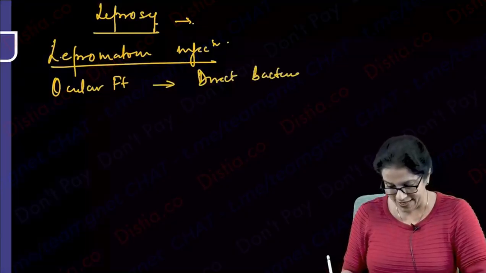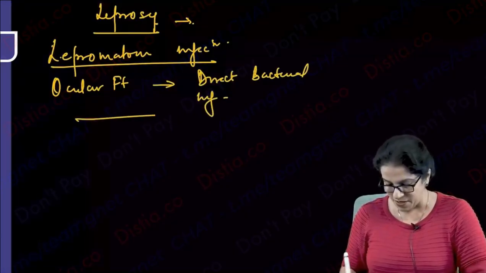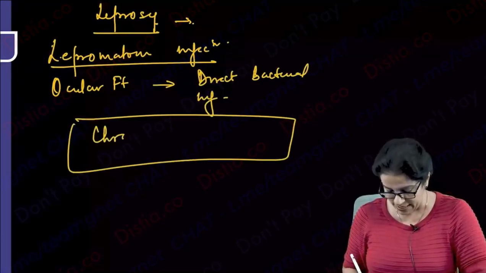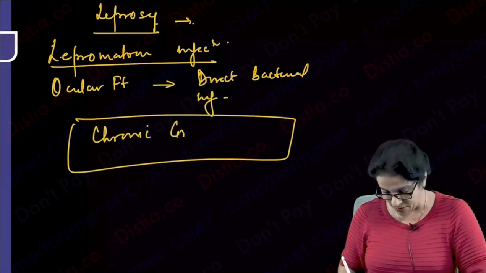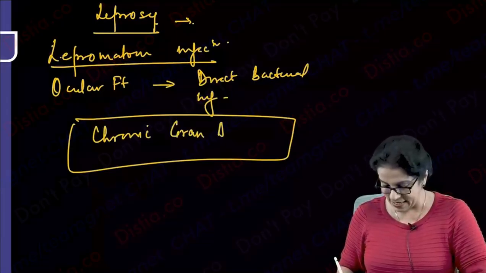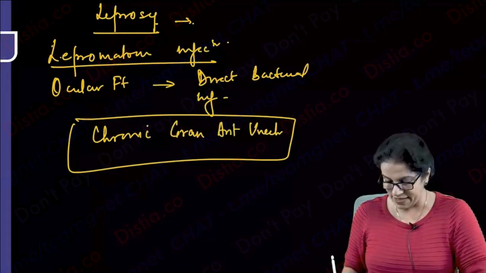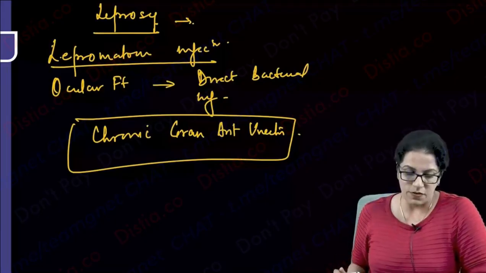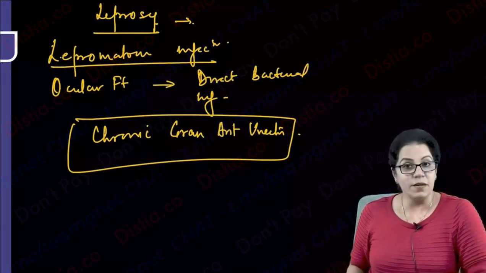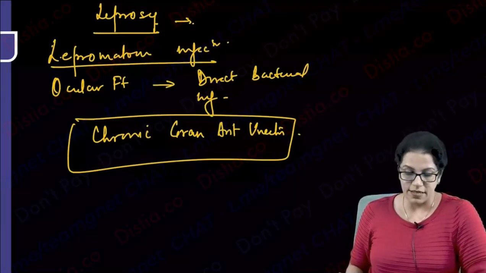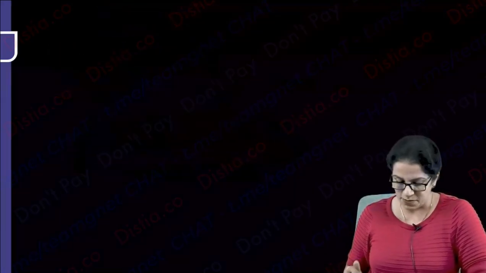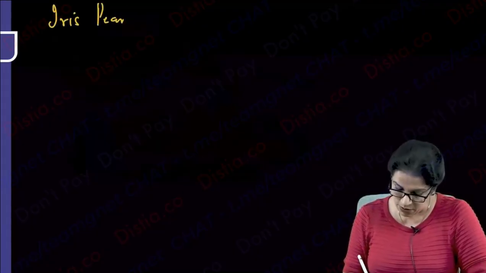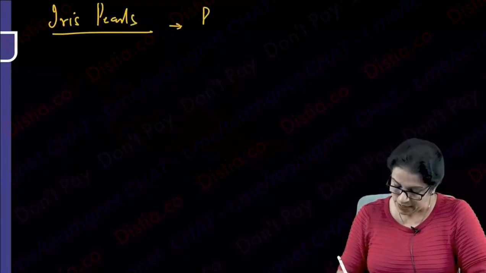What does it cause? Again, point wise only. Make a box, all of you. It will cause a chronic granulomatous anterior uveitis. Can we learn this? Chronic granulomatous anterior uveitis. Very important feature here are iris pearls. This term should be clear to you. What are iris pearls? Iris pearls are pathognomonic of this anterior uveitis. It is a pathognomonic feature of leprosy.